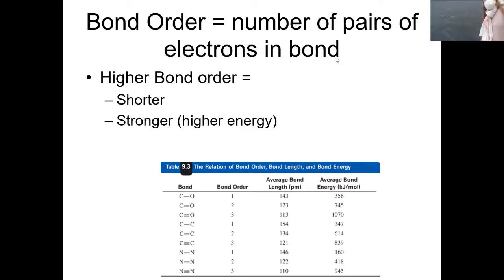So if you think of a bond like a spring, then a triple bond might be like a really tightly coiled spring. So it's really strong, it's hard to pull it apart, but it's also really short, okay? But if you have a long single bond, it's kind of like a slinky where it's all floppy.